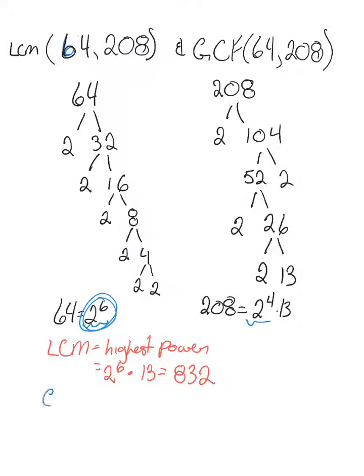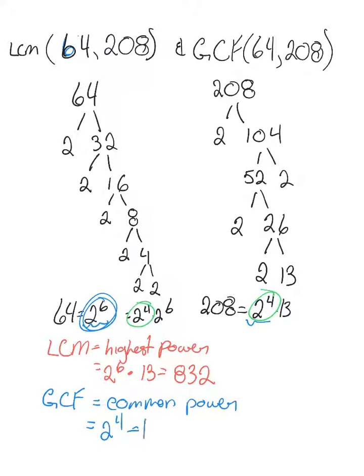Meanwhile, the GCF equals the common powers. So, yes, we have a 2 to the 6 and a 2 to the 4, but what's common between each of them? Which is the 2 to the 4. So therefore, the GCF would equal 2 to the 4, which would equal 16.